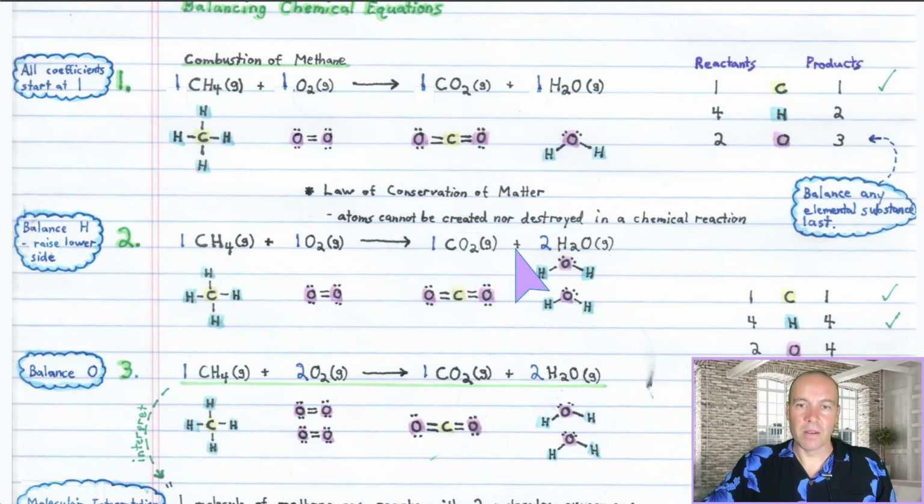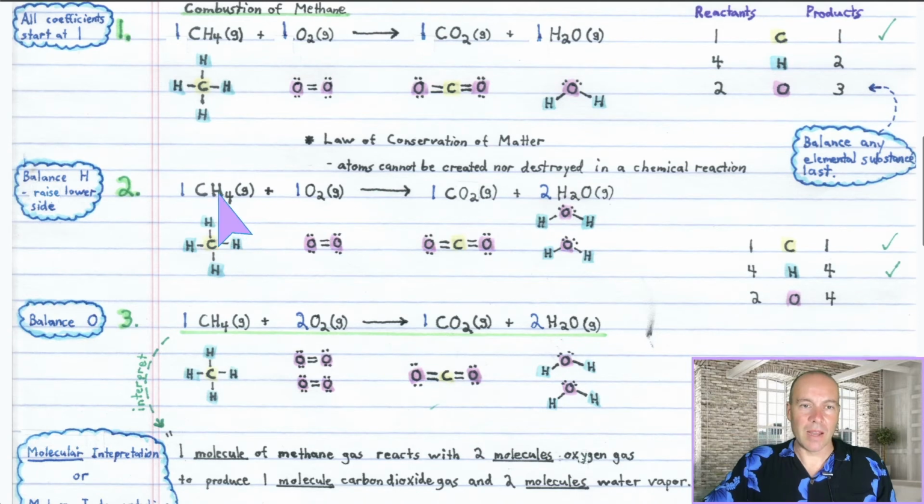Okay, so now we have a 2, and let's recount all of the atoms. Okay, so on the left everything's the same because we didn't change any of the numbers on the left. We got 1 of these molecules, 1 of those molecules, so that's 1, 4, and 2. But on the right, now we have increased our atoms.